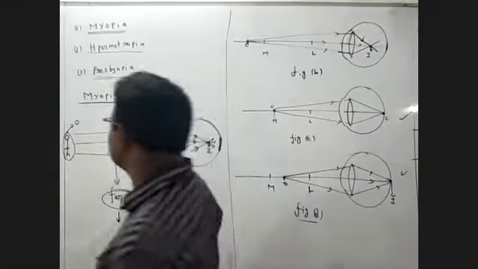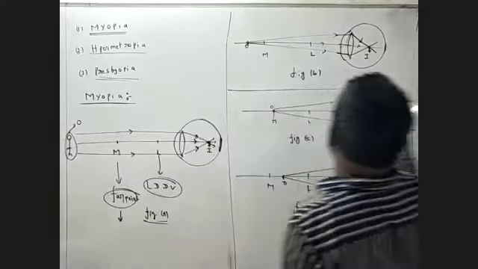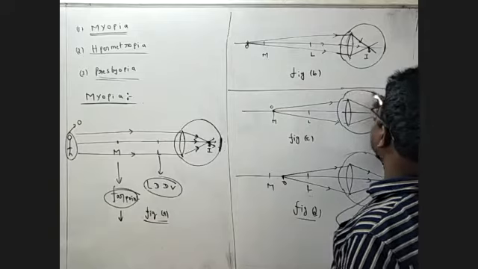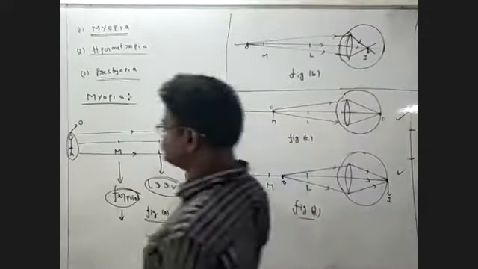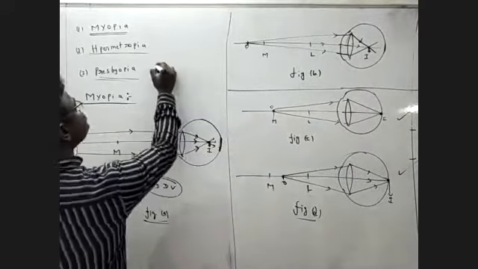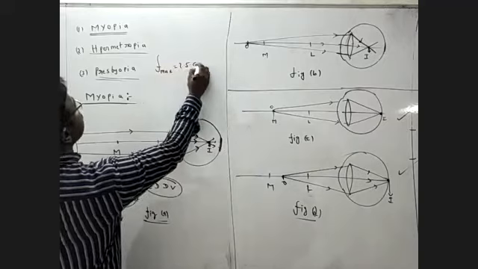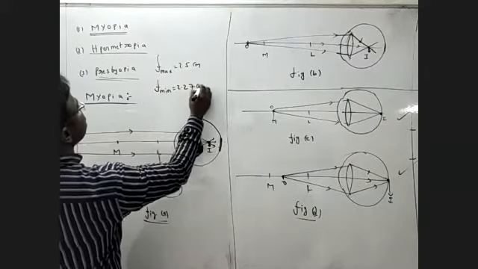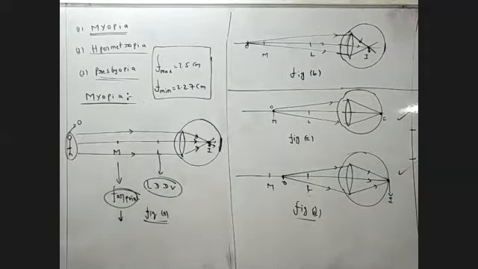But where is the problem? The problem is here, from here to here. So what is the problem? This is a person. Actually, our maximum focal length is 2.5 centimeters. The minimum focal length is 2.27 centimeters. This is the focal length we have.